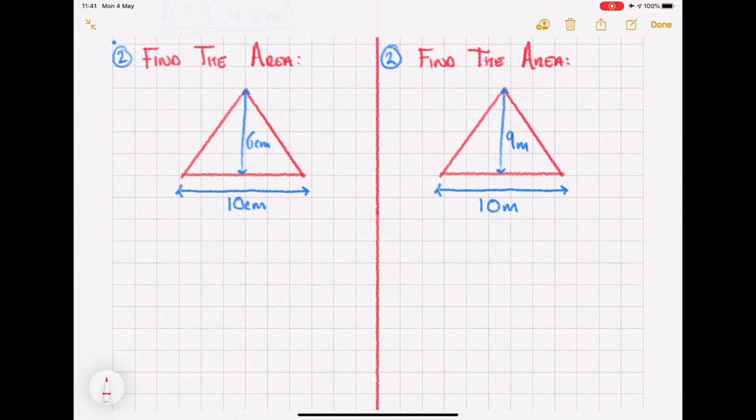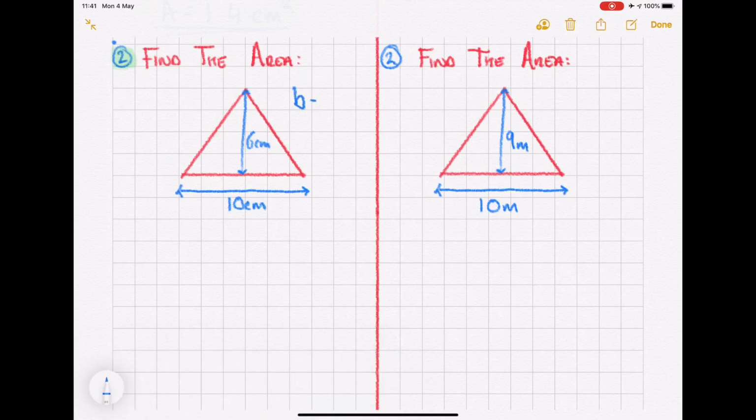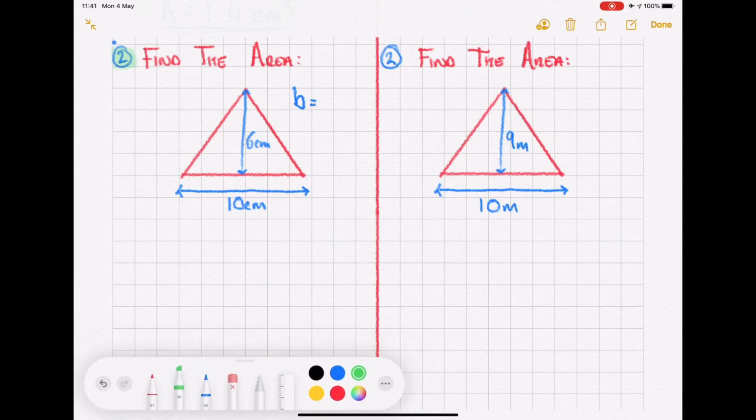Okay, let's have a look at a slightly different example. So let's have a look at this second question on the left-hand side. Find the area of this triangle. Now this triangle is a little bit different because it's not a right-angled triangle. It's an isosceles triangle, but that's still okay. We're still going to approach this in exactly the same way.